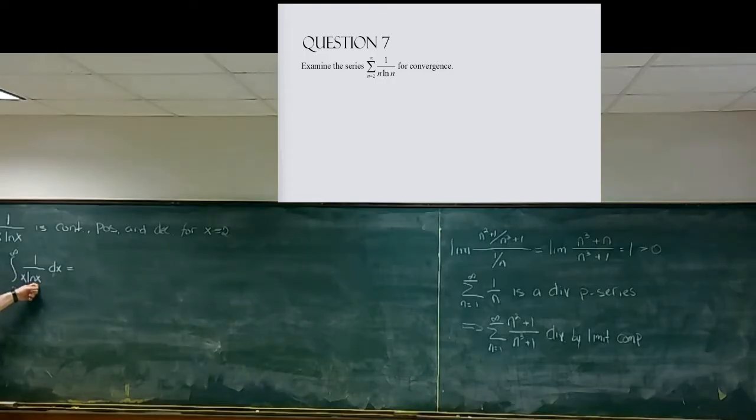This is u-substitution. Let u be natural log of x. What's the derivative of log x? The derivative of log x is 1 over x. I have 1 over x dx. What's the antiderivative of 1 over u? Is it on the table? Yeah, it's one of the basic forms. You should remember it from Calc 1.